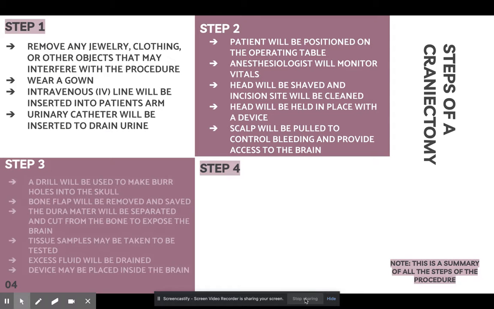Step 3. A drill will be used to make boreholes into the skull and the bone flap will be removed and saved. The dura mater will be separated and cut from the bone to provide access to the brain. Tissue samples may be taken and sent to be tested and excess fluid may be drained. A device may be placed into the brain.